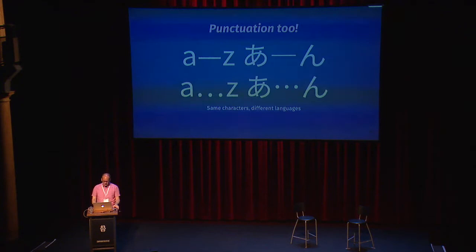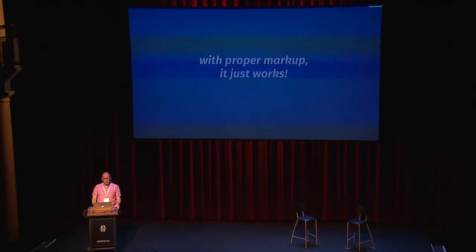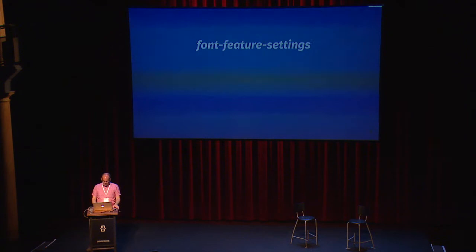And this also affects the punctuation. So on the left, A to Z, these have been tagged as English. On the right, the kana here have been tagged as Japanese. And so you see the em dash here and the horizontal ellipsis, same character, but they've shifted their position based on the context. And that's a really neat example of how this can give you much better control over fonts. And again, as long as you do the proper markup, you put lang tags on the content, it just works. So let's talk about how you can get even deeper control over fonts.